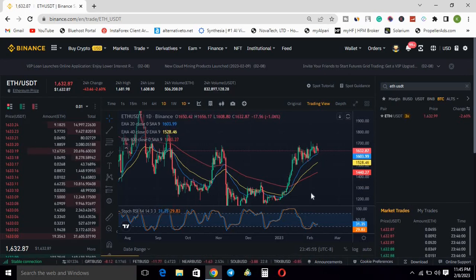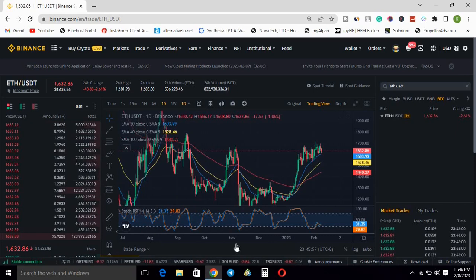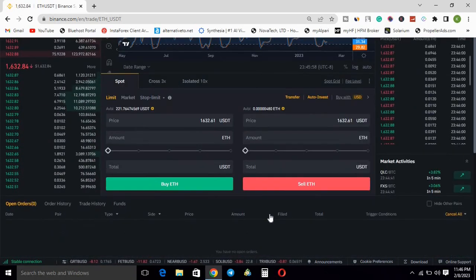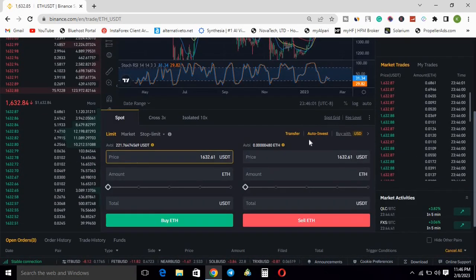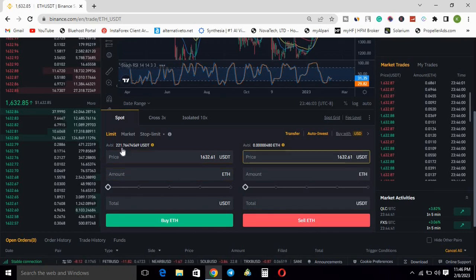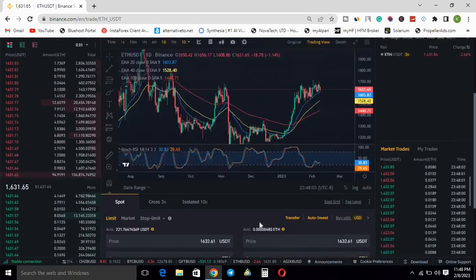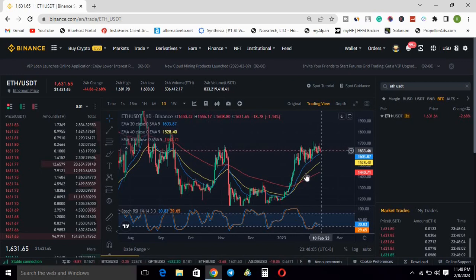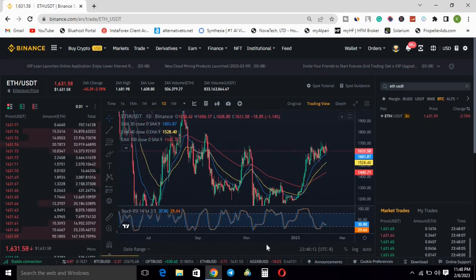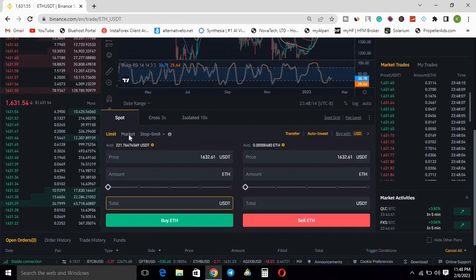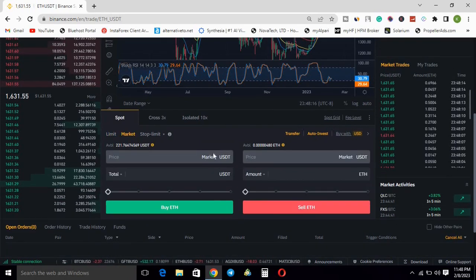If you are ready to place the trade, then what you just need to do is scroll down right here. This is the window where the actual trading is going to be done. Right now with Ethereum USDT, let's assume you want to buy at the market price. So you want to place your trade and execute it immediately. What you are going to do, down here, is change to market so that you can buy at the exact market price.